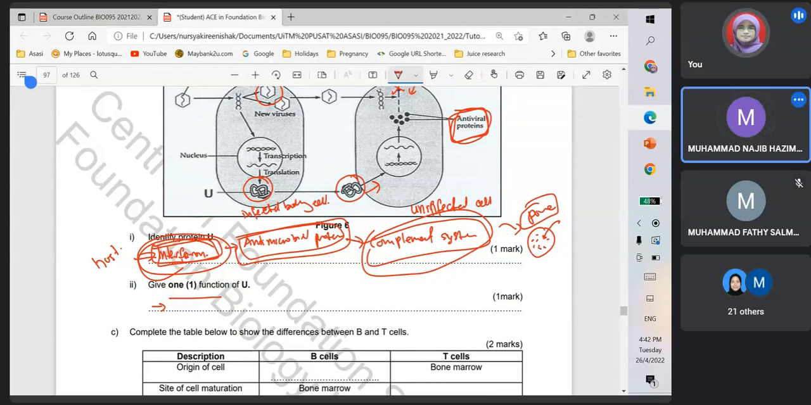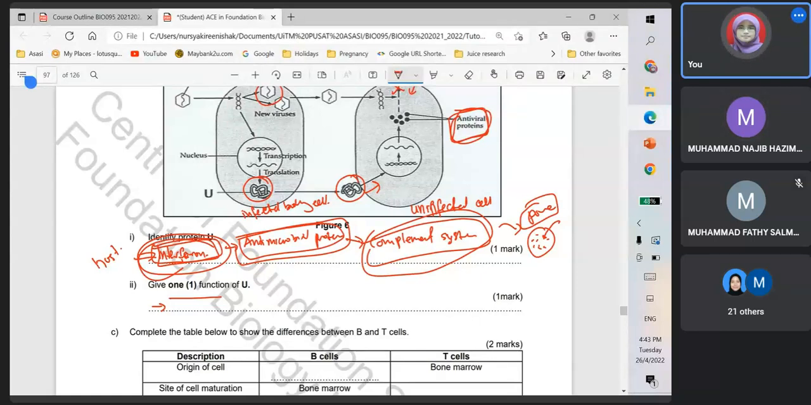Okay. So to activate the gene in uninfected cell to produce antiviral protein. What is the function of antiviral protein? The next point, which is to prevent or limit cell to cell spread of virus.